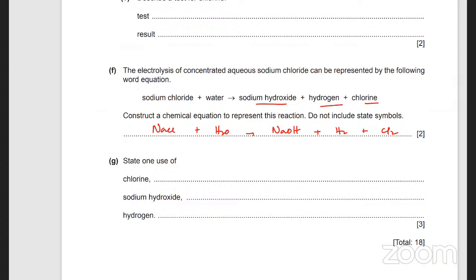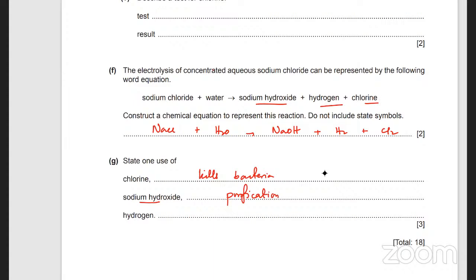You can use it in the pool as a disinfectant. It kills bacteria. It's a disinfectant. Where do you use NaOH? Do you know of any process where NaOH got used in chemistry that you studied? It was used with aluminium, reduces dyes.